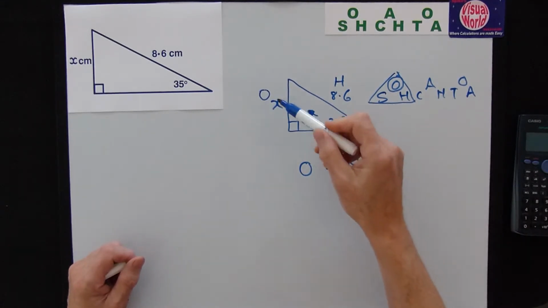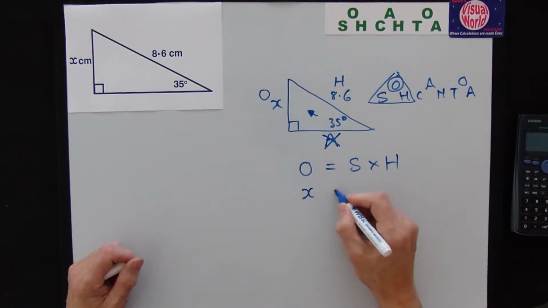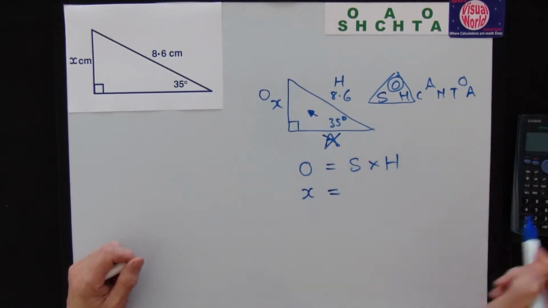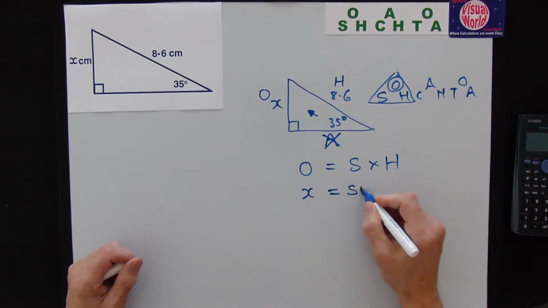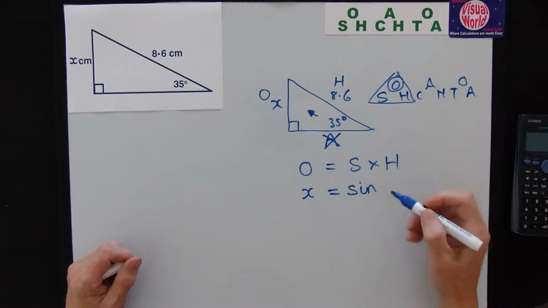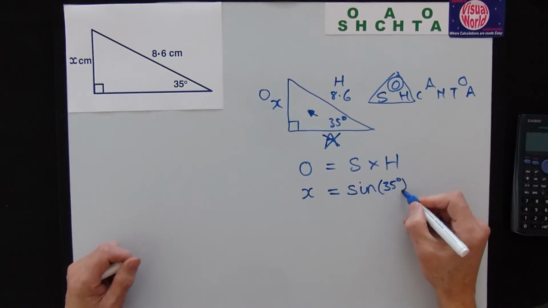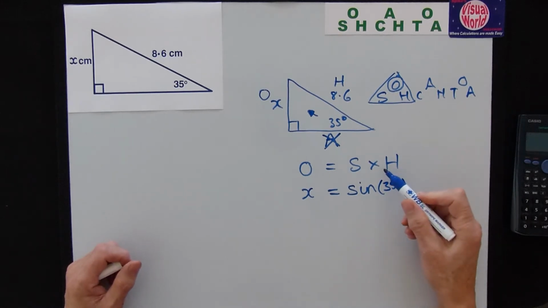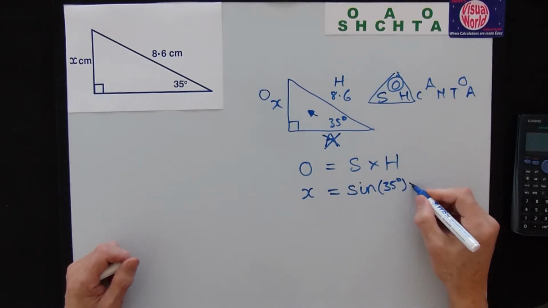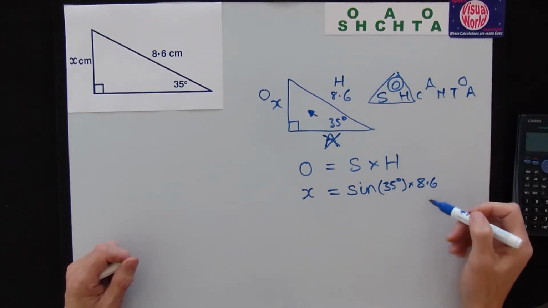Now looking at our diagram, the O is the X, so replace it with an X. The S from your calculator is sine, so it's sine, and sine, cos and tan are always of the angle. So remember, put brackets around the angle so it reminds you to close the brackets. That's another mistake you can make. Times 8.6, which is the H.